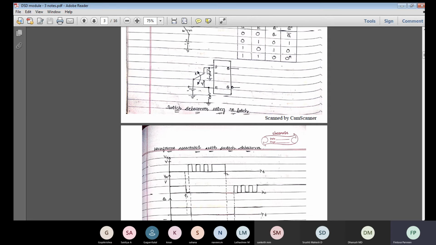Somewhere it was in the middle. So this is 0 and this is 0. When S is equal to 0 and R is equal to 0, it remains with the previous state. Here the previous state was 1. It will continue with 1.